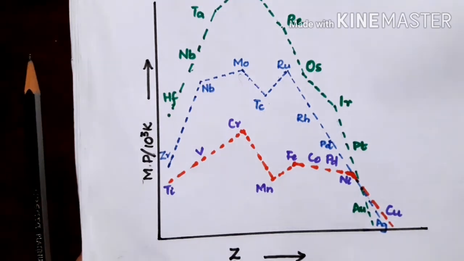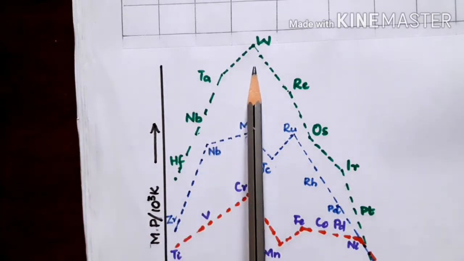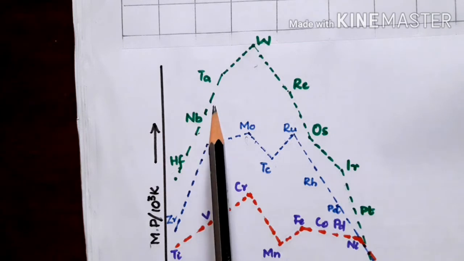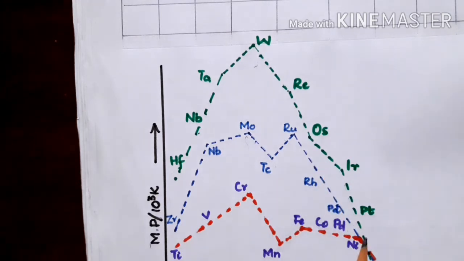On analyzing the 5D series, you find that from lanthanum and hafnium up to tungsten, the value keeps on increasing and from tungsten onwards, the value keeps on decreasing. All this happens due to the fact that the melting point is related to the number of unpaired electrons. The more the number of unpaired electrons, the more will be the metallic bonding, and so more energy is required for breaking the bonds. Due to this reason, the enthalpy of atomization of these elements is found to be high.